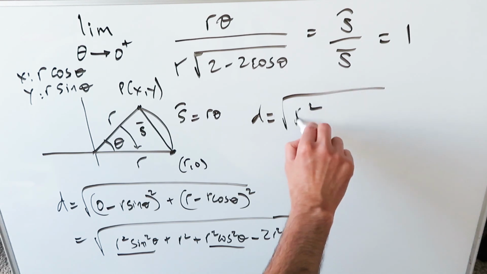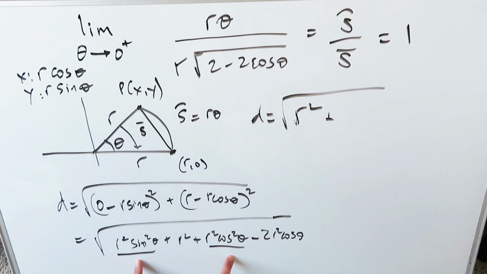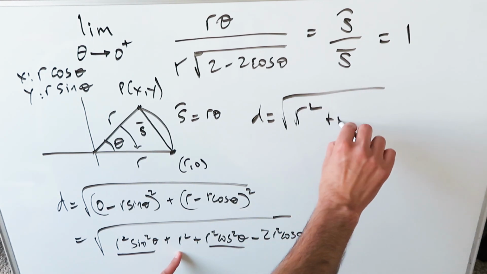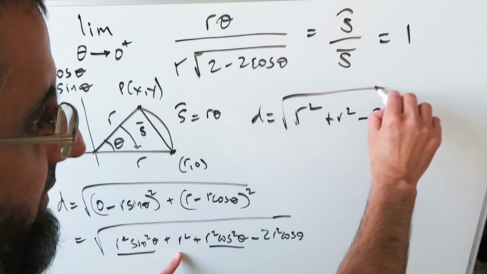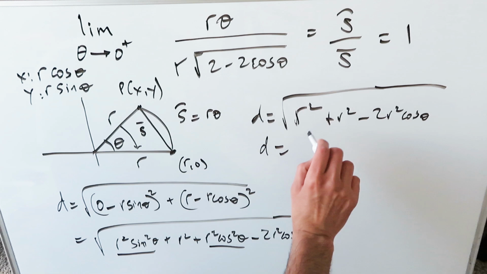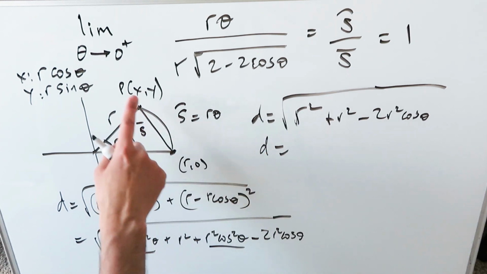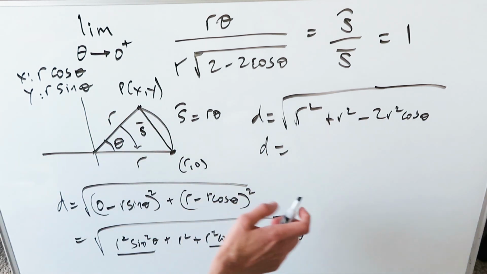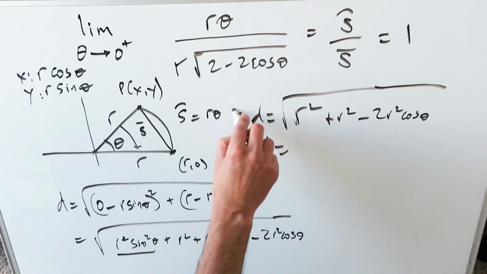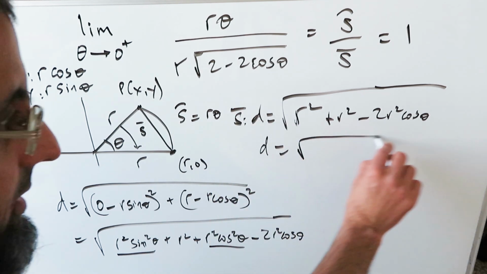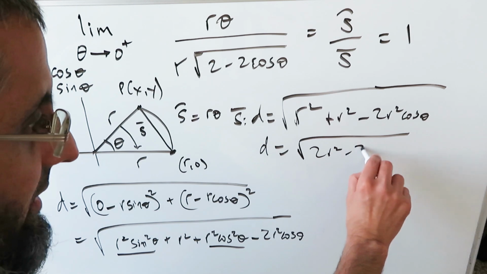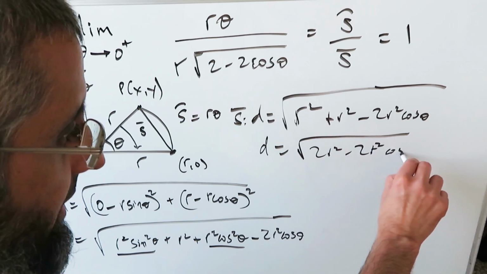You have an r square coming from these two items, and you have an r square over here, and then you have minus 2r square cosine theta. All of this is computing into the length of that segment, these 2 points being connected by that segment, which I am also symbolizing as this, as you know. And here you have a 2r square minus 2r square cosine theta.